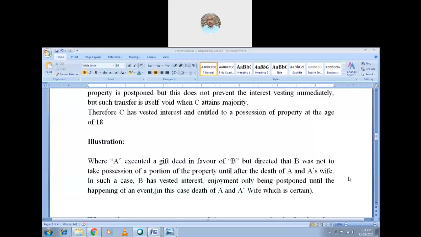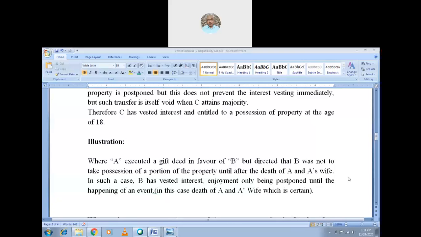When the gift deed is there, naturally the gift deed should be registered, to avoid legal complications later. But what did he do there? He directed, he put a condition, that B was not to take the position of the portion of the property. He should not take possession of whatever the gift deed gives. Suppose he has a lot of land or houses, anything. So some part, 1/4, is given to B. That is in favor of the gift deed.